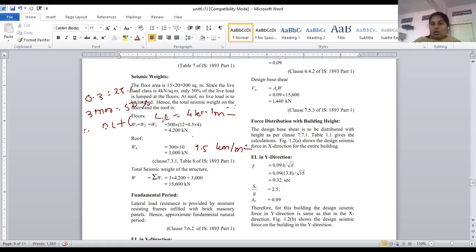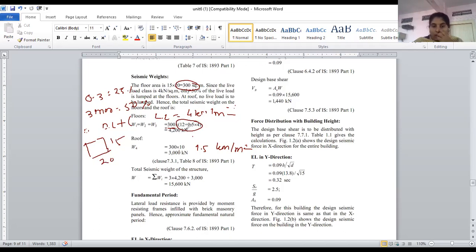The seismic weight coming on each floor, which is the same, is equal to the floor area times the load. How much is the floor area? Already I have discussed with you. The base dimensions are 20 and 15, so it will be 15 by 20, equal to 300 square meter. That is the cross-section area of each floor. So area into the load, we'll get directly the seismic weight of the building.